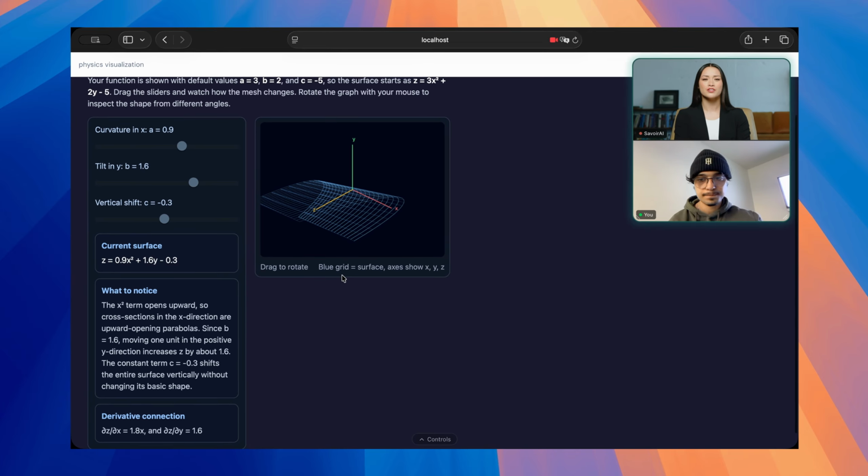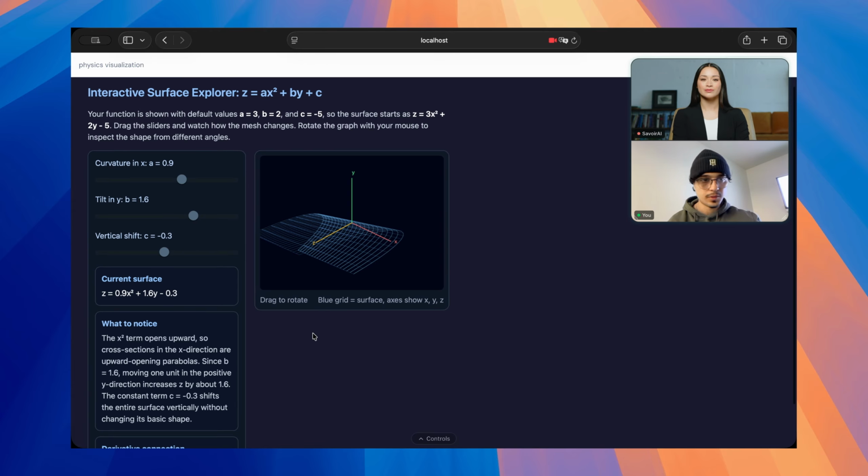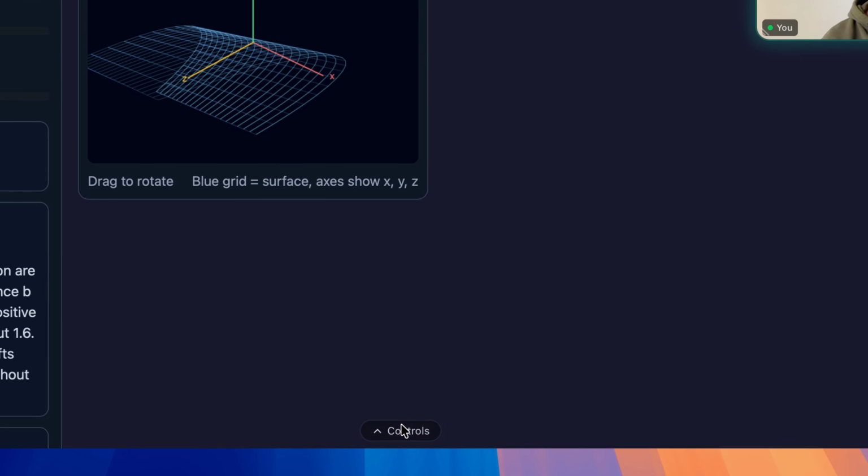Let's turn that sandbox into a small experiment. Pick one thing to change first. The 3 in front of the x squared.